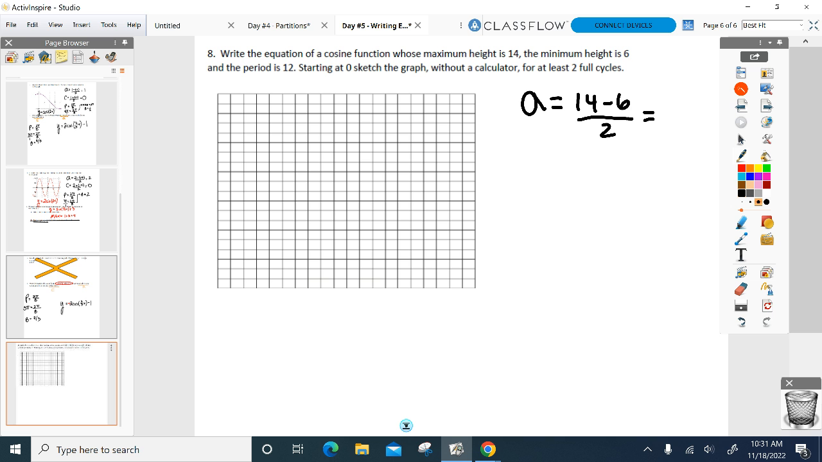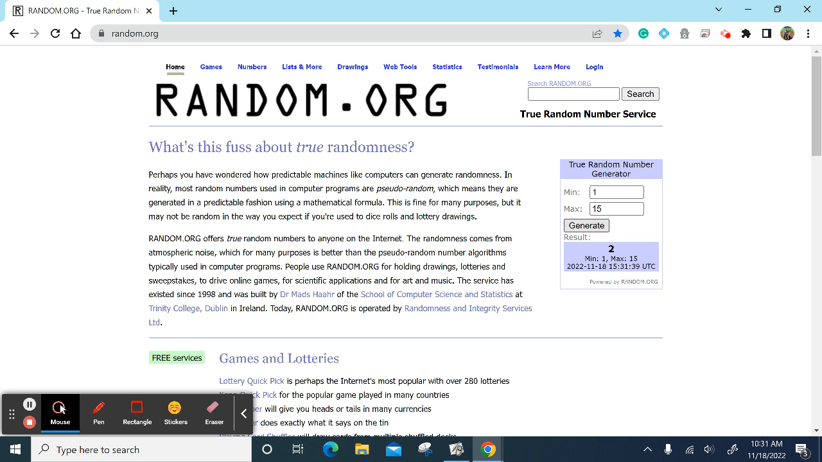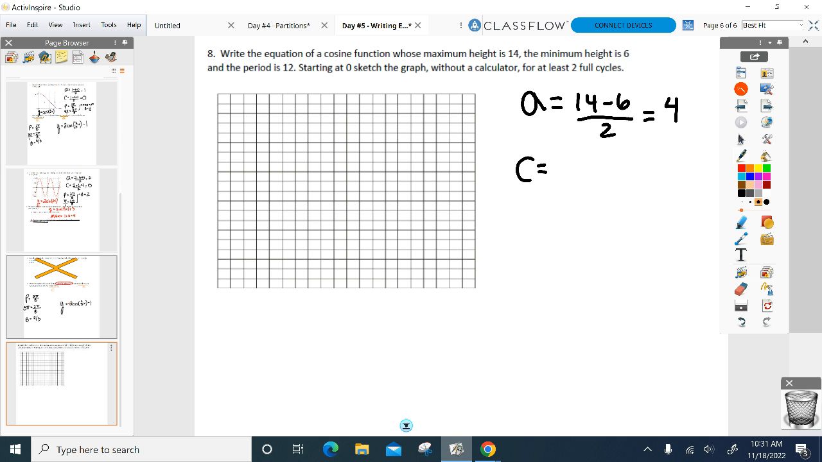So my A is 4. Let's go right to C. How do you find the C value? Max plus min divided by 2. When you have that number, let me know. 10, good. Everyone's good so far.